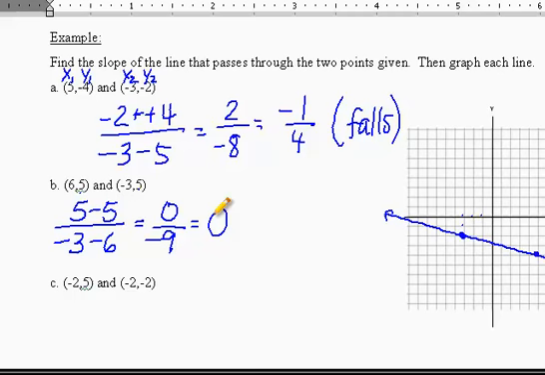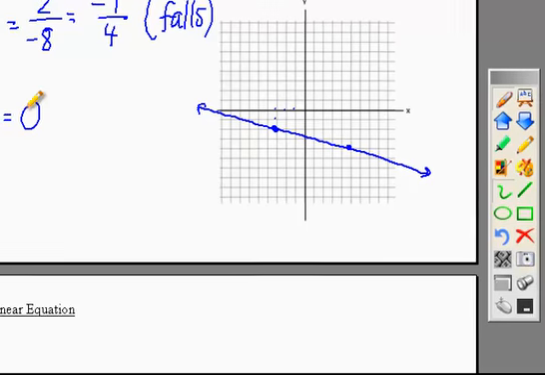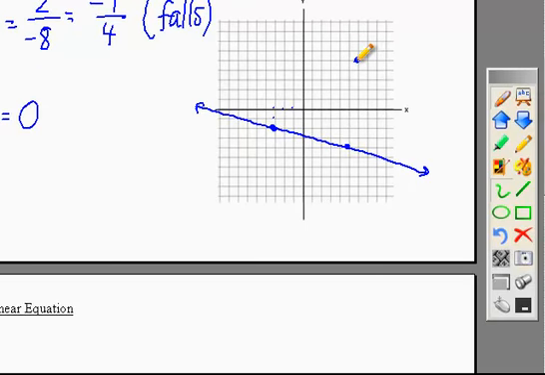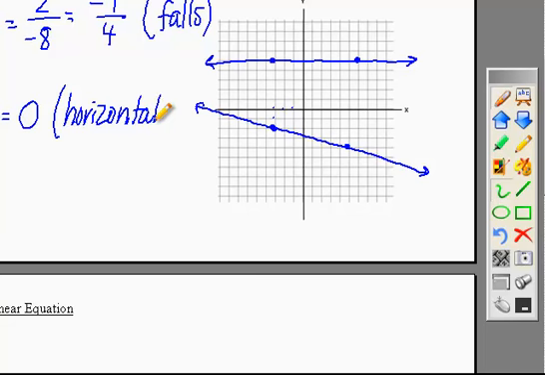Now, if I graph these 2 points, 6, 5, and -3, 5, and I connect this and extend my line, what type of line do you see? This is a horizontal line. Okay, and if you were to describe this slope, you would say it has no slope. It is a slope of 0. Okay, the last example, we'll do one more, and then we'll actually set up some equations.